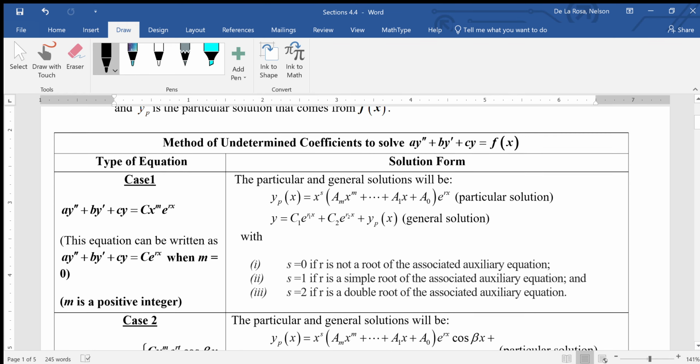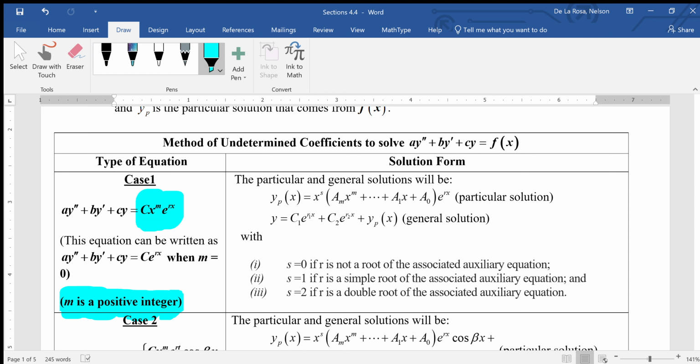Finding the particular solution involves three cases. One case is if we have on the right an expression like this: c x^m e^(rx), where m is a positive integer. Remember, a positive integer is a positive whole number and also 0. So m may take the values 0, 1, 2, 3, 4, 5, 6, 7, 8. That is whole positive numbers.